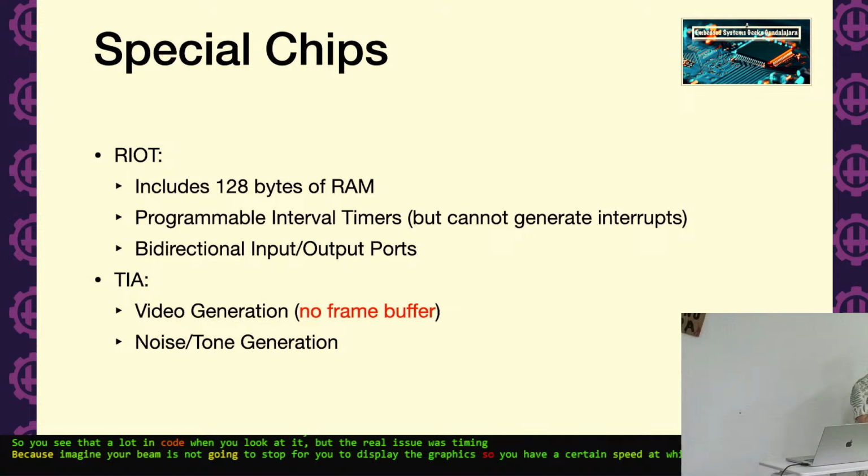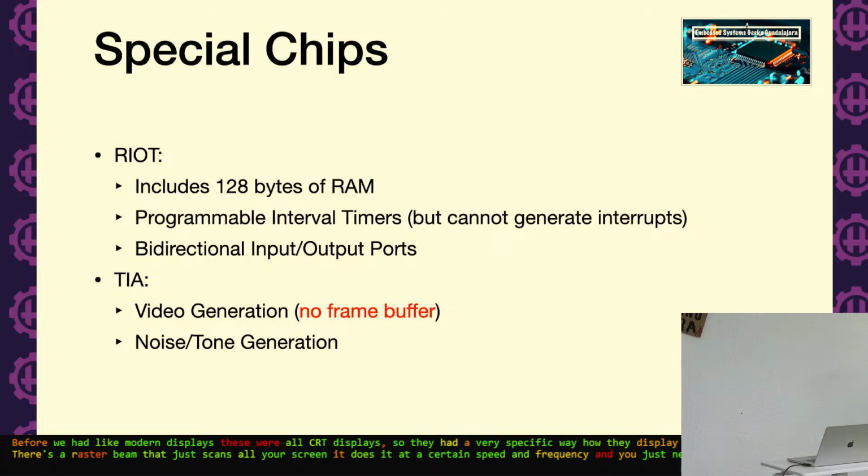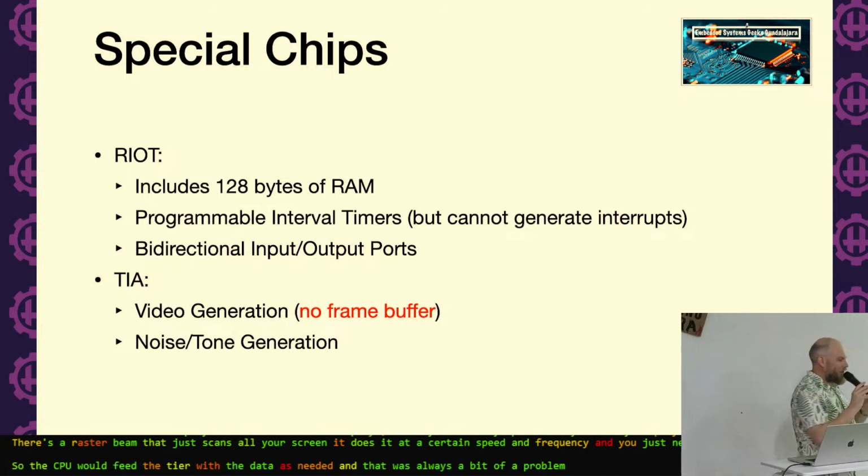So they had a very specific way of displaying graphics. There's a raster beam that just scans all your screen. It does it at a certain speed and frequency, and you just need to feed it the data in time. So the CPU would feed the TIA with the data as it's needed. And that was always a bit of a problem, because you only have a certain amount of time to do that.